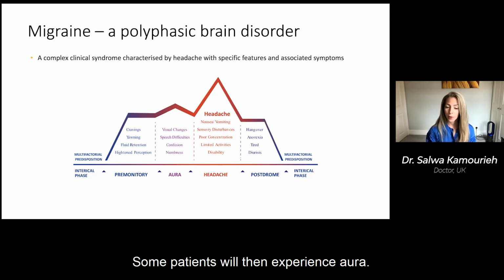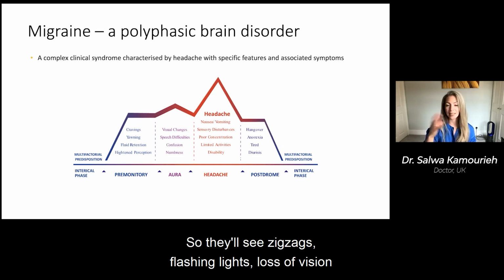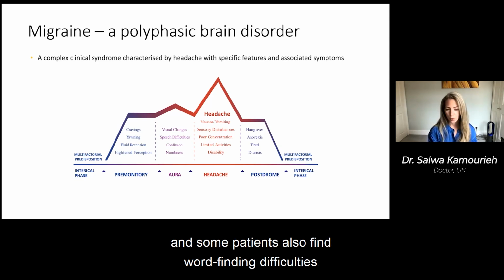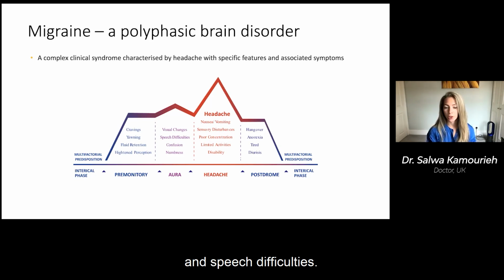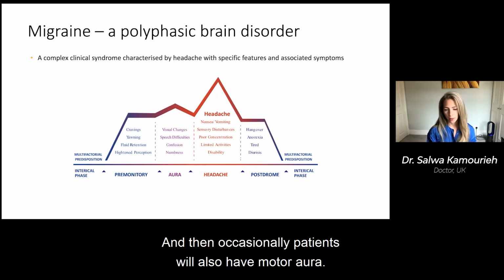Some patients will then experience aura. And if they do get aura, the commonest ones will be visual aura, and that can be the visual falsification spectrum. So they'll see zigzags, flashing lights, loss of vision. Some patients also find word finding difficulties and speech difficulties. Numbness is another one by way of sensory aura. And then occasionally patients will also have motor aura.